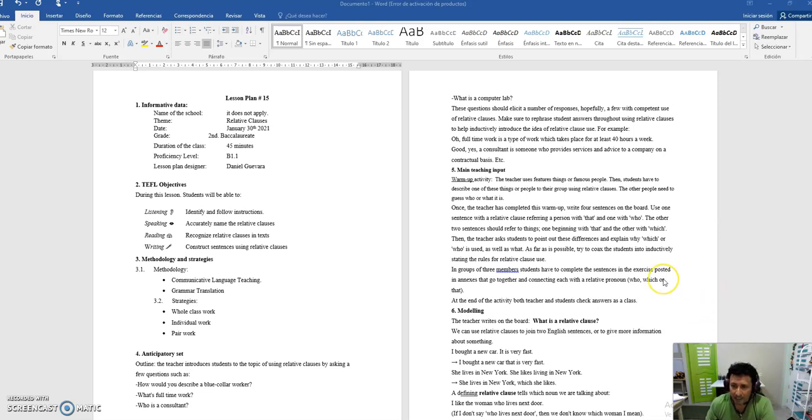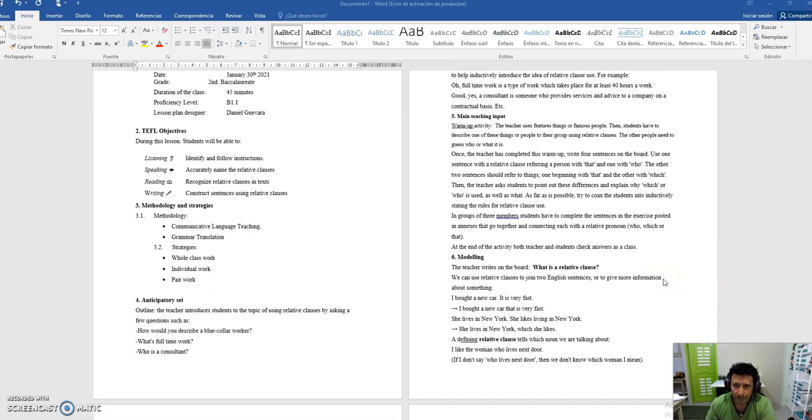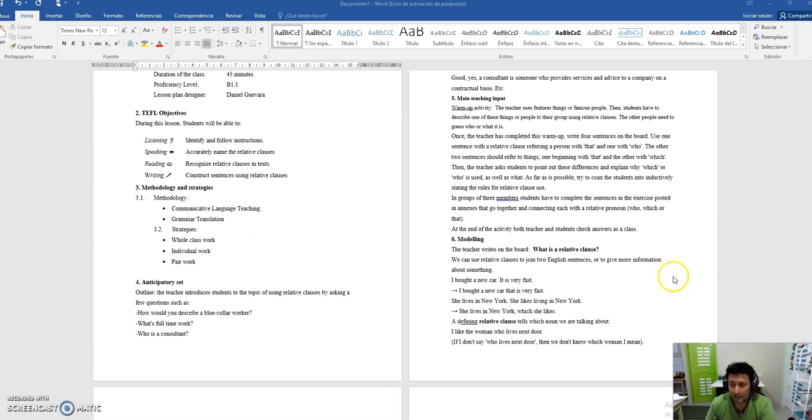For the main teaching input, this is the fifth step. I created an activity as a warm-up to take the stress out. The teacher uses themes of famous people. Then students have to describe one of these famous people to their group using relative clauses. The other people need to guess who or what it is.